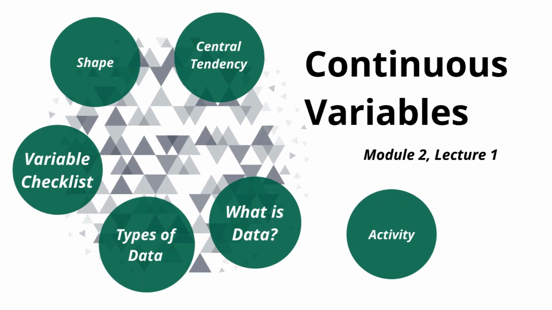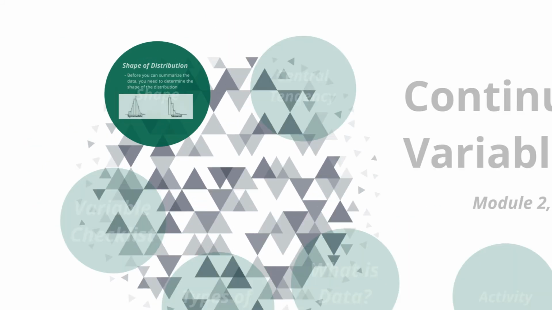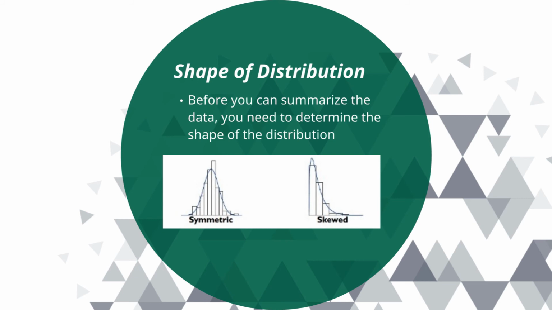The first thing that we do with a continuous variable, with any variable actually, but with a continuous variable particularly, is try to understand the shape of the distribution. Before you can summarize the data, you need to determine what does it look like when it is plotted. And we will do this in JMP. With continuous data, there's two basic shapes. Symmetric, as seen here on the left, where there's a single mode in the middle, and then roughly equal amounts of data as you go away from the center.